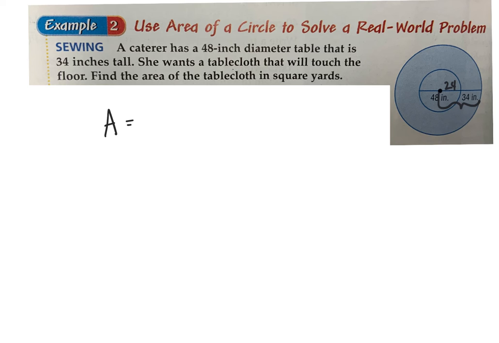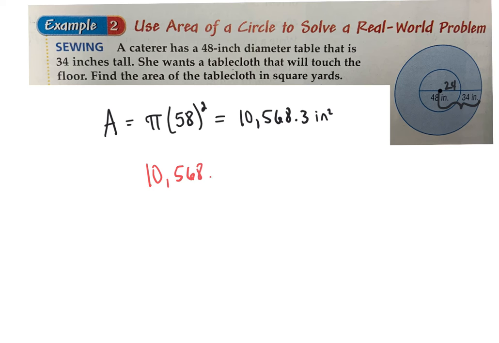So the area then is going to be pi times 58 squared, which is a big area there. Square inches. They did want it in square yards. It said in square yards. So if I have it in square inches, how do I divide to convert to square yards? This is inches squared. So you technically have 10,568.3 square inches. So I have to actually convert it twice, right?